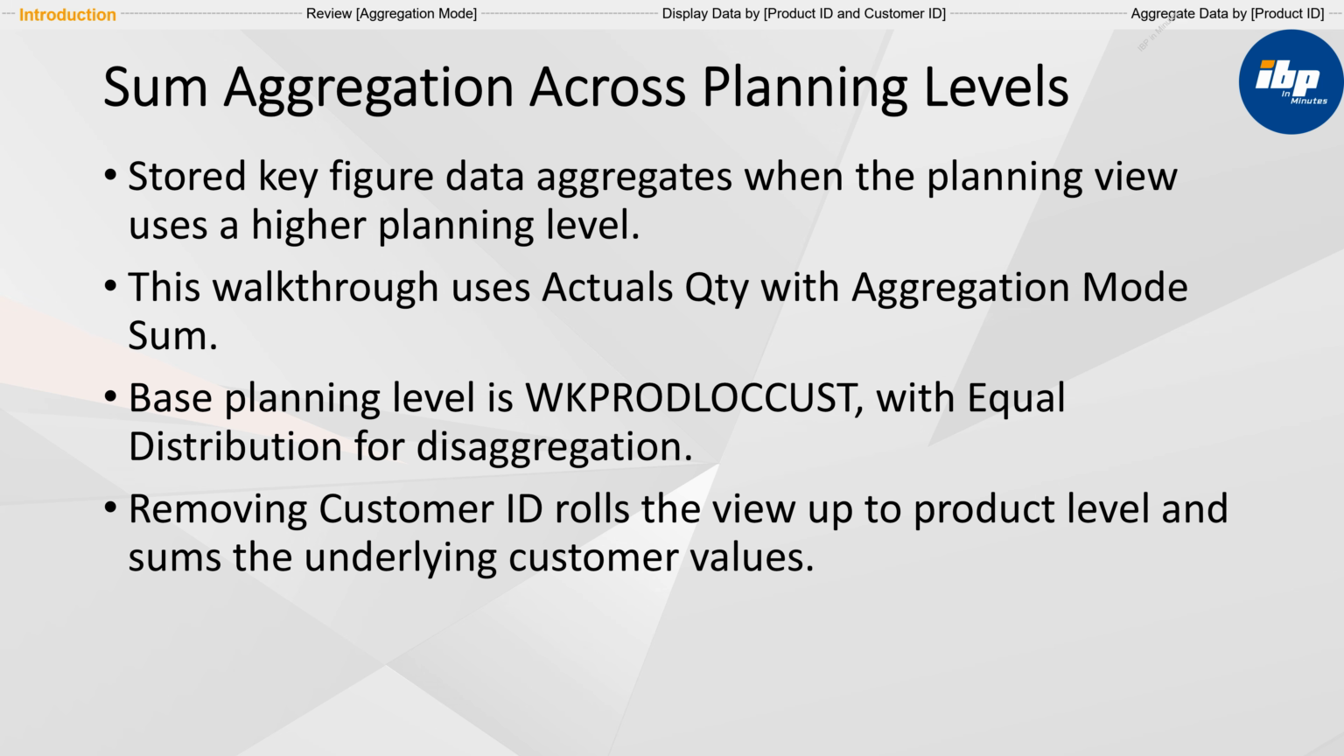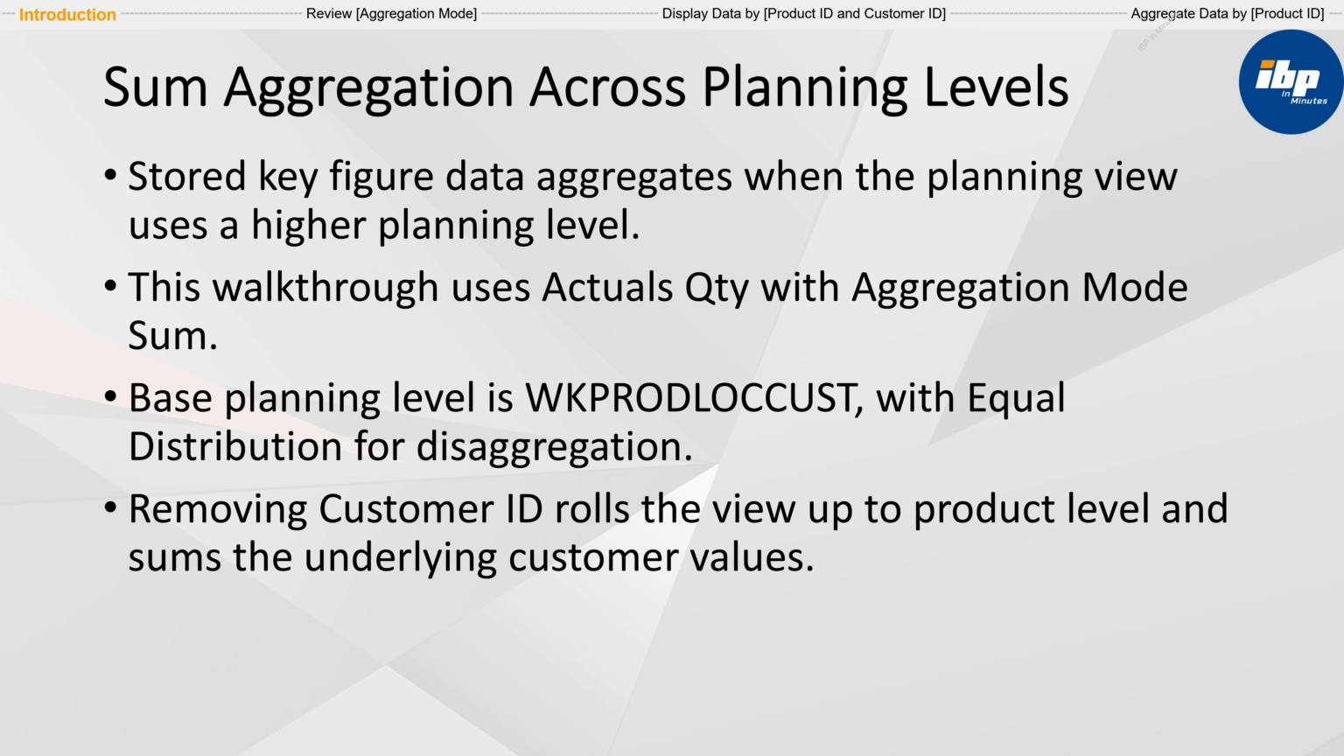First, review the objective. The introduction slide explains that stored key figure data aggregates when the planning view uses a higher planning level. In this example, Actuals Qty uses aggregation mode sum, and removing customer ID rolls the view up to product level by summing the underlying customer values.